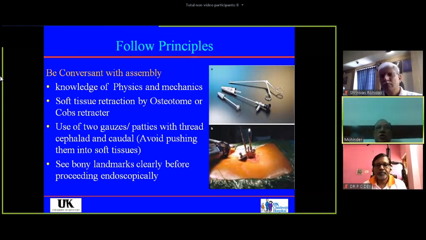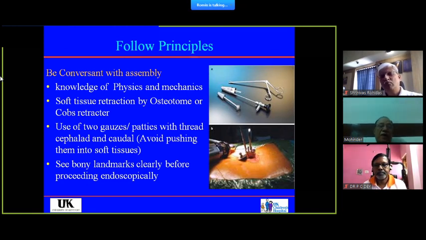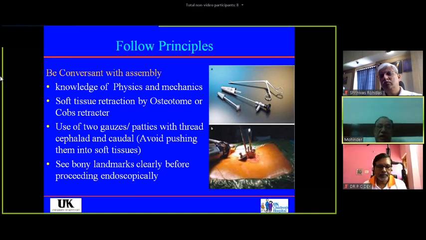No point you are blinded by soft tissue or blood is coming and you start cutting the lamina. I think you will be more frustrated, you'll be more upset. Better to have clear-cut bony landmarks as you see during open spine surgery, and then only you proceed with the next step.